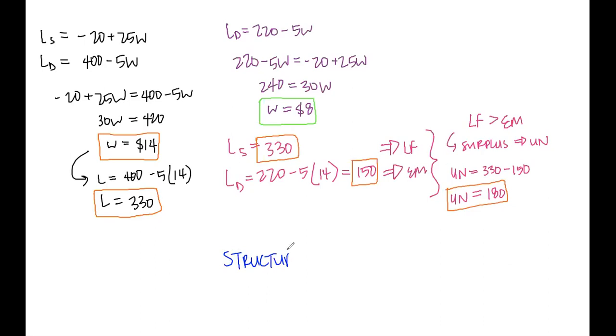The other types are frictional and cyclical. So frictional is going to be a mismatch of jobs from like a job search, and then cyclical is going to be unemployment from recessions, like the cycle of recessions and expansions in an economy. And that is all of number 4.